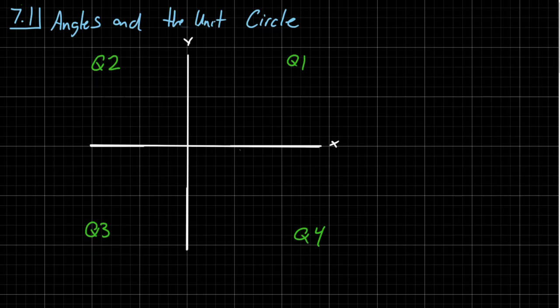I'm going to draw a line, very important. I'm going to draw it right here, right at 0, on the x-axis. This is called the initial side. That's where we always start. This is 0 degrees. When it's flat on the x-axis, 0 degrees.